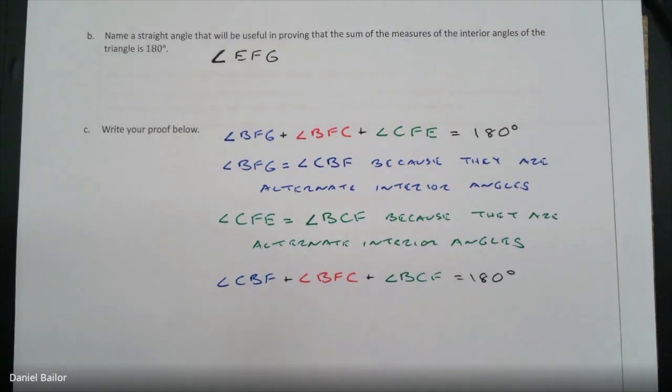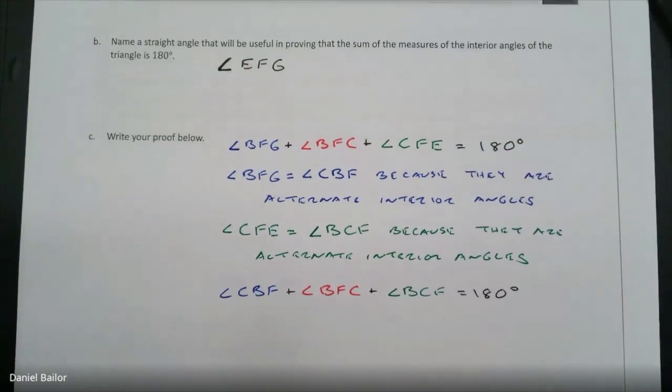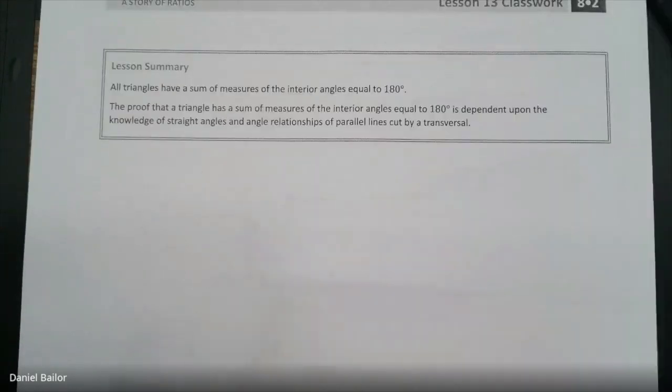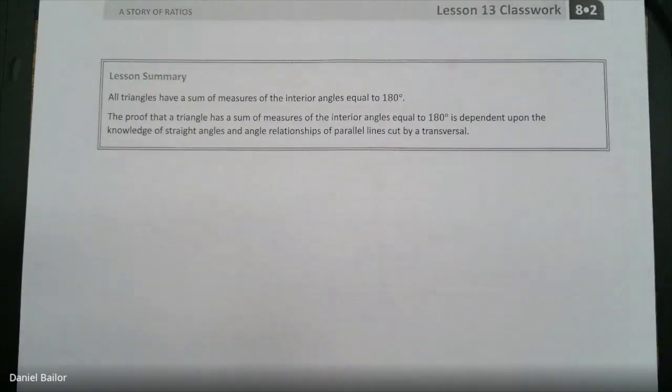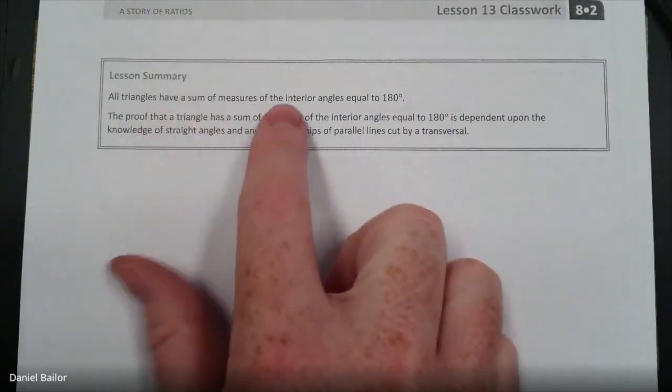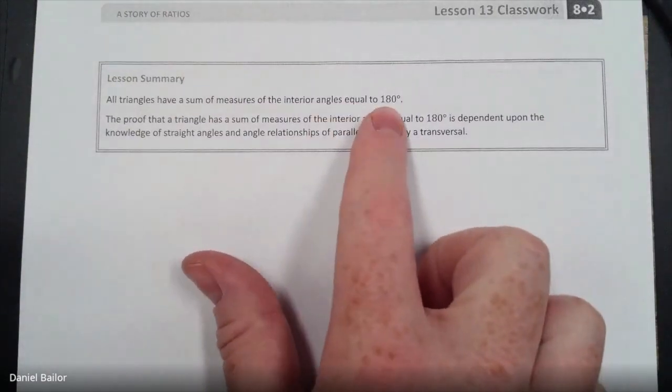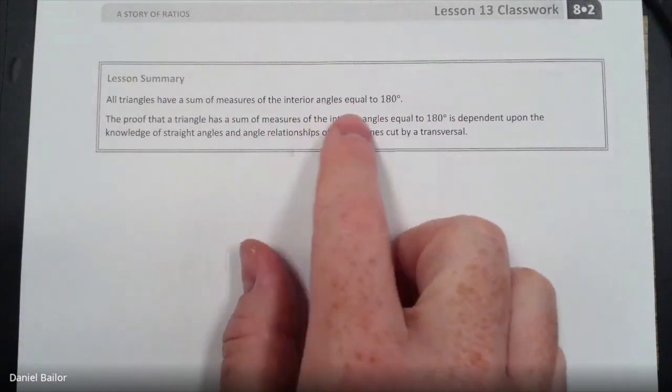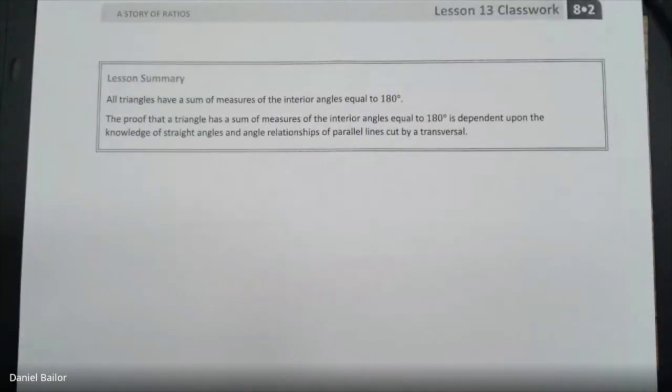Okay, class, that was the end of the official lesson where we used lines and angles to prove things about triangles and straight angles. The lesson summary just kind of tells you what we learned, that all triangles have interior angles measuring 180 degrees. All triangles, the insides make 180 degrees. That was the big idea of today.